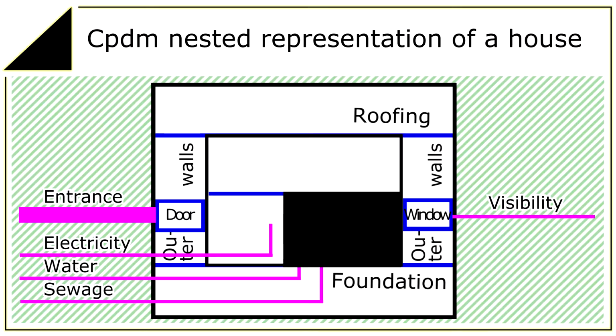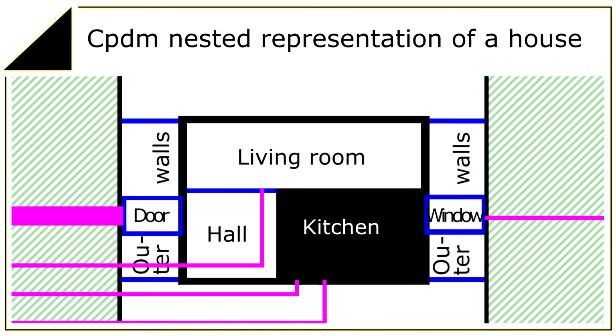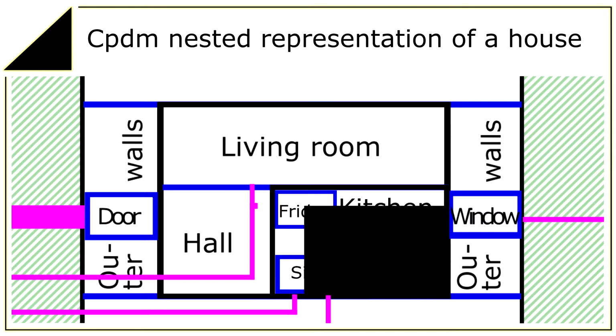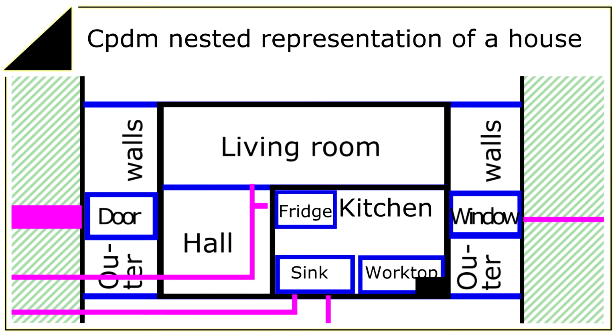Open the house interior black box. The house interior now gets visible with the exception of the kitchen black box. Identify rooms in the house interior such as living room and hall. Open the kitchen black box and identify fittings in the kitchen such as fridge, sink and worktop. Note that there are now no further embedded black boxes to open.